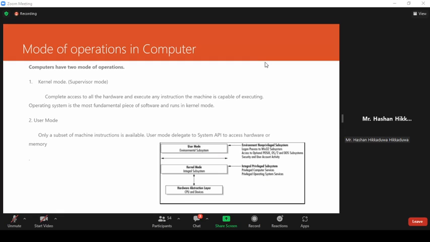If you are in the user mode, a subset of machine instructions is available. If you are in the kernel mode, you can access all the hardware and execute any instructions. Then why do we have two modes of operation? Rather than having the user mode, only kernel mode is there, it is enough. Why do we have two modes of operation? What is the reason?